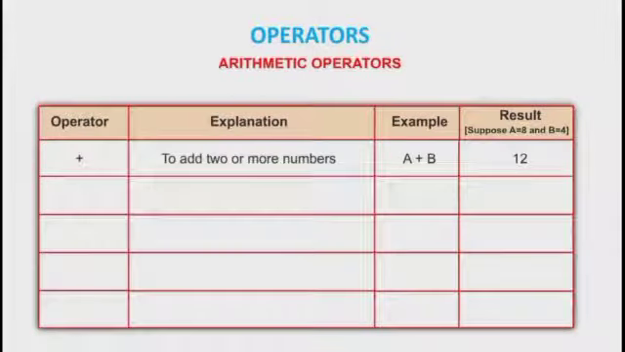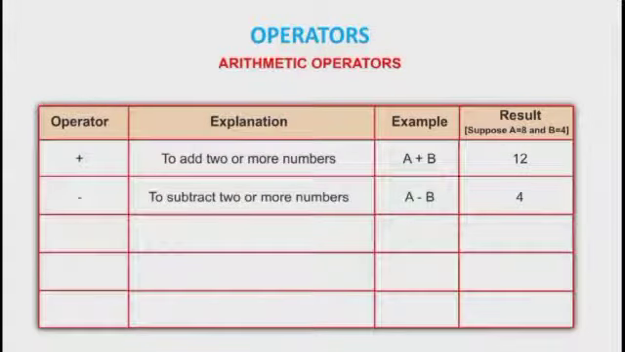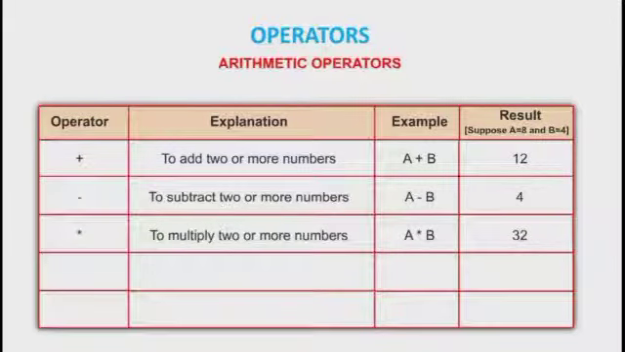Operator, explanation, example and result. Suppose A is equal to 8 and B is equal to 4. Operator plus: the addition of two or more numbers, A plus B. Here A value is 8 and B value is 4, so the result is 12. Minus: the subtraction of two or more numbers, A minus B. A value is 8 and B value is 4, so the result is 4.